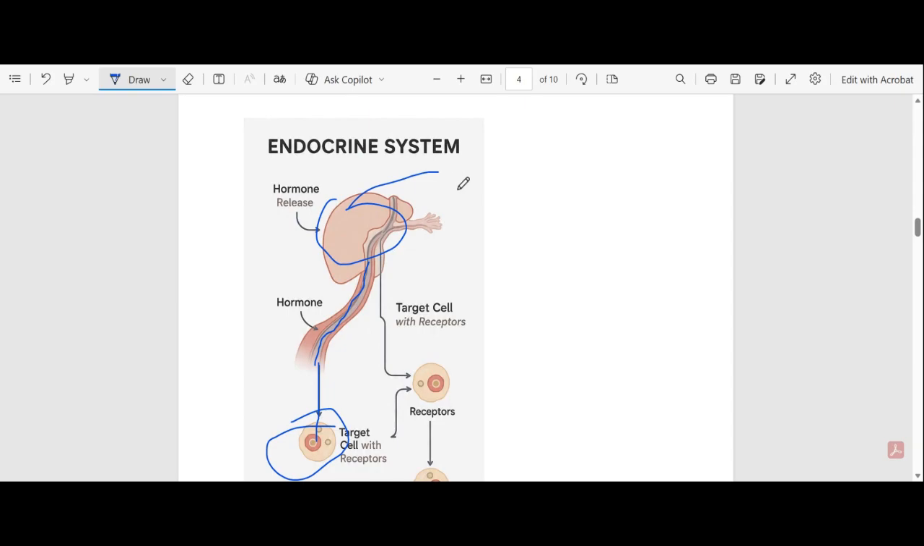So you have a gland, and you need to have a hormone, I'll just write H. Then finally, you need to have a target organ. So the hormone is secreted directly into the bloodstream and it goes straight to the target organ. Okay, I hope that's clear. Let's continue.